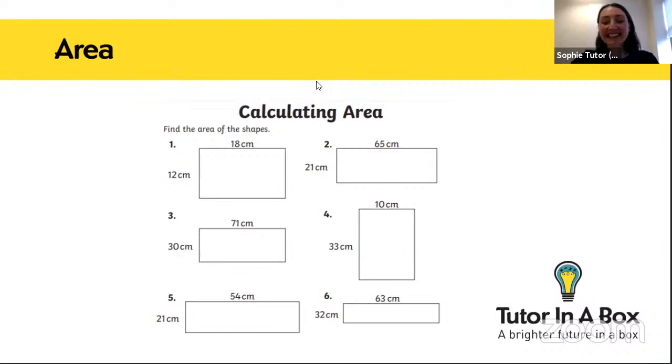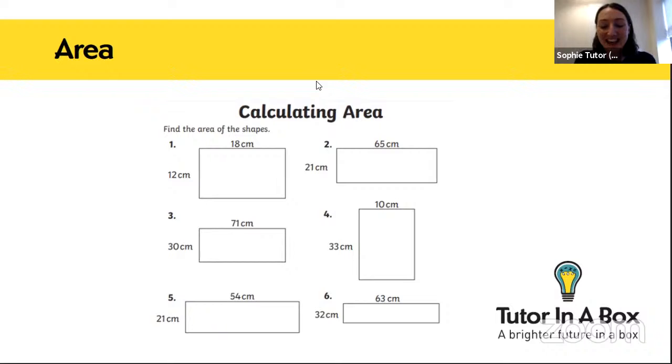Good. So if you are stuck or confused or not too sure about this one, number one, we were doing 12 times 18, which gave us 216 centimeters squared. Very good. Number two, that was 21 centimeters times 65 centimeters. That gave us 1,365 centimeters squared. Very good.